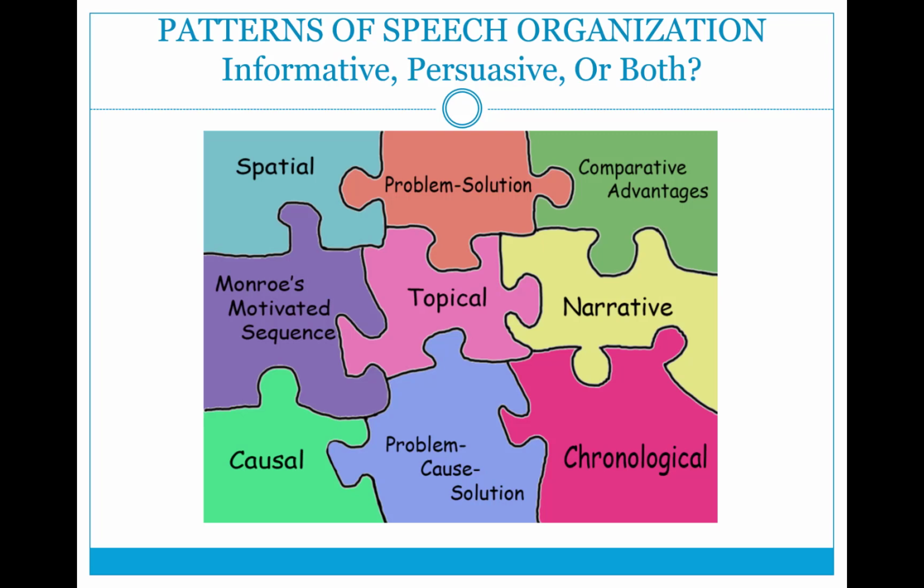So notice that the word I keep coming back to is solution. Anytime you're offering solutions, you're telling people what to do or what is better, then it's going to be persuasive. And in these 9, that includes problem solution, Monroe's motivated sequence, problem cause solution, and comparative advantages. So there are really only 4 that will be persuasive, and the rest can all be informative.